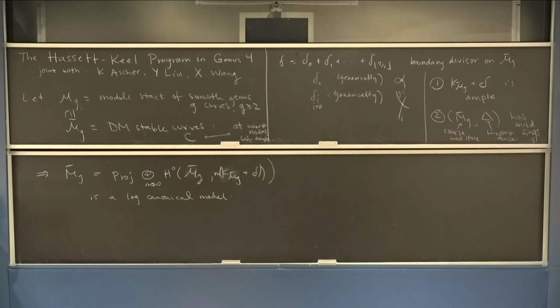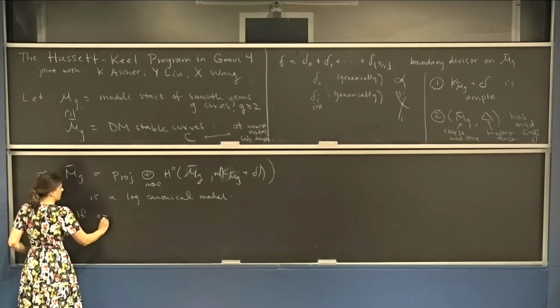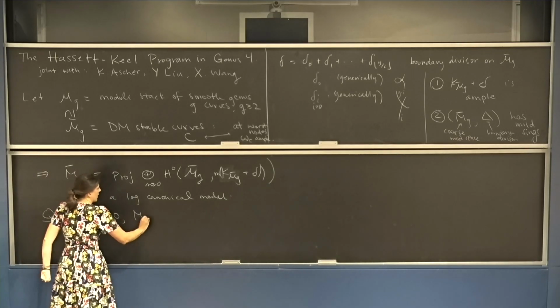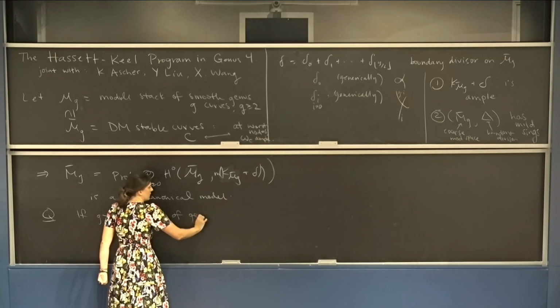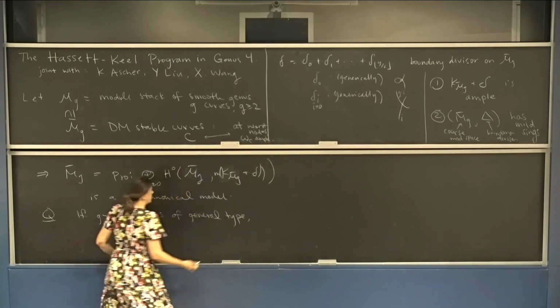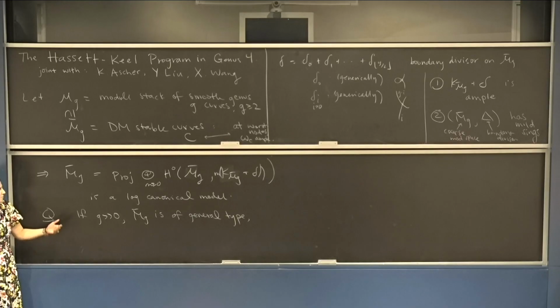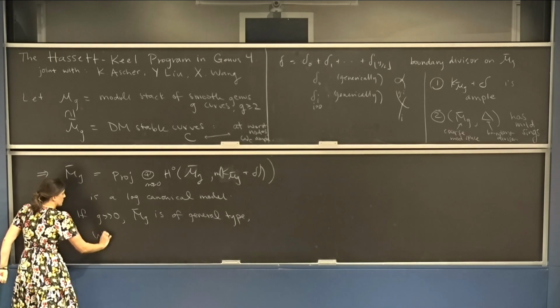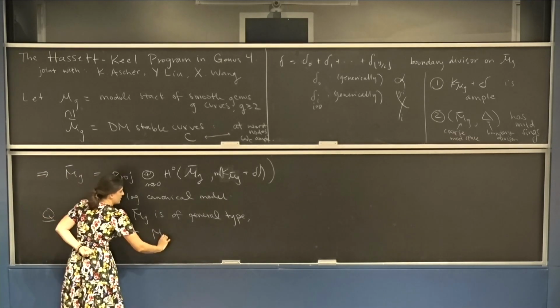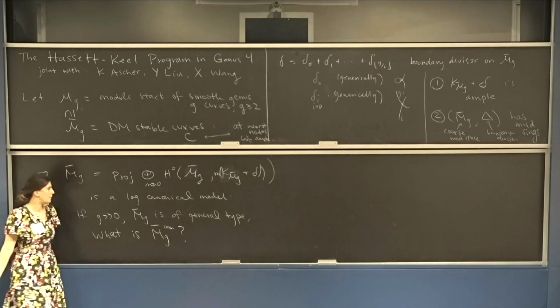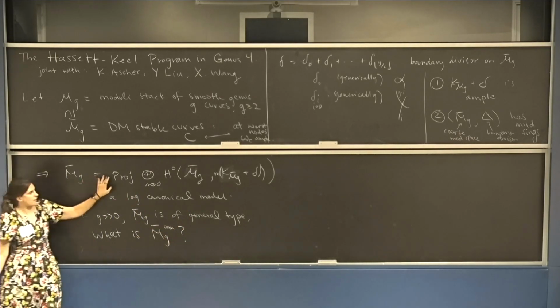And a question you could ask, which is maybe the motivating question for where much of this begins: if the genus is sufficiently large, M_g bar is of general type, and once you're in the framework of the minimal model program, if you have a variety of general type, you could ask what its canonical model is. So the question is, what is M_g bar can, the canonical model of M_g, which is essentially this canonical ring with no delta.